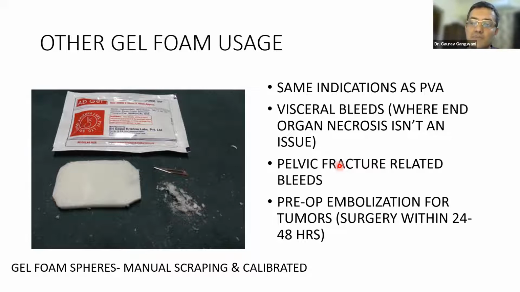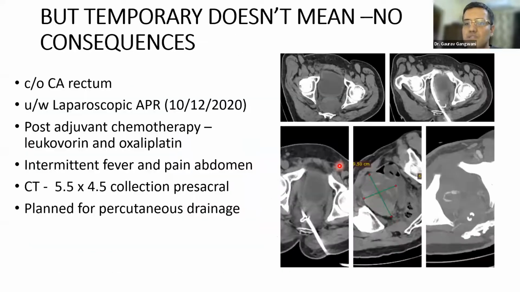So these are the various places where gel foam particles can be used, and very well used just as an alternative to PVA. But please understand that just because it is a temporary agent does not mean you can use it anywhere and everywhere. It has its own kind of consequences. 4 to 6 weeks of embolization followed by recanalization is not okay for any organ. Many organs will get devitalized and gangrenous by then.